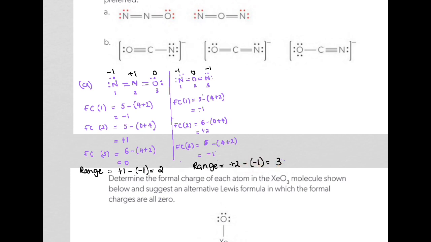And you can see that the range here is smaller, so this is going to be preferred. Moreover, you can see here the electronegative atom has a formal charge which is positive, so this is not going to be favored. And also you can see that formal charges here are closer to 0 in comparison to here. So then the first structure is a preferred structure.